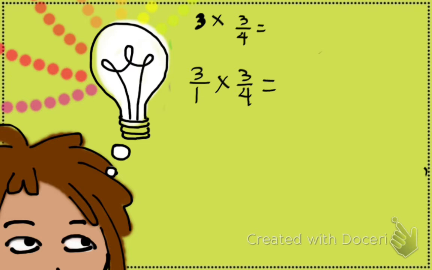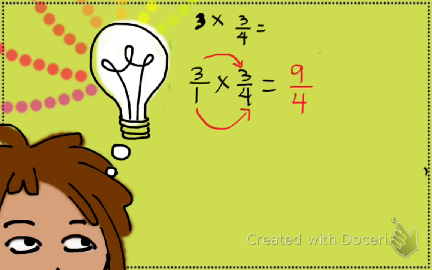Alright. Now we can multiply our fractions across. Multiply the numerator by the numerator. 3 times 3 equals 9. And now we can multiply our denominators across. So 1 times 4 equals 4. And we have our answer, 9 over 4, or 9/4.